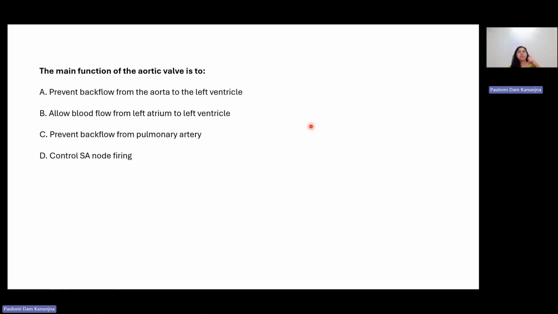Okay. Aortic valve, right? I told you arteries don't have valves except for the two arteries that take blood away from the heart, right? So one of them is aorta. So what does valve do in general? Wherever you see valve, it has the same function. Prevent backflow from the aorta to the left ventricle. Okay.